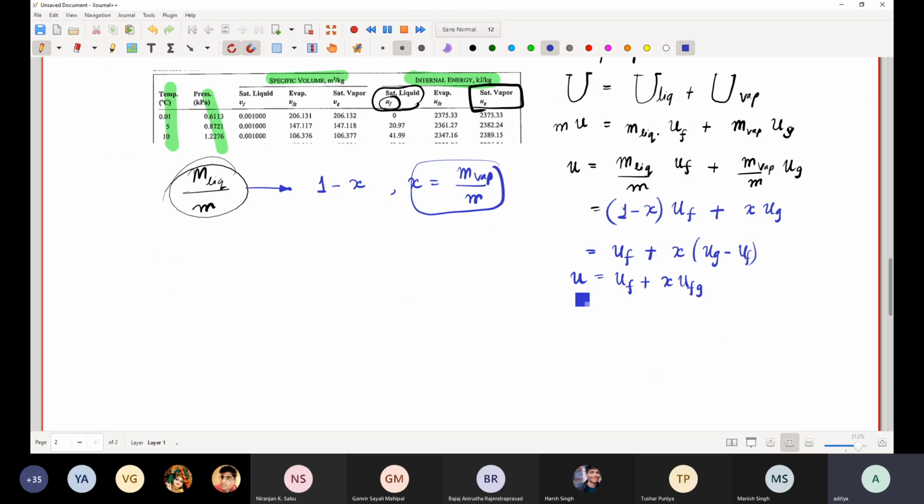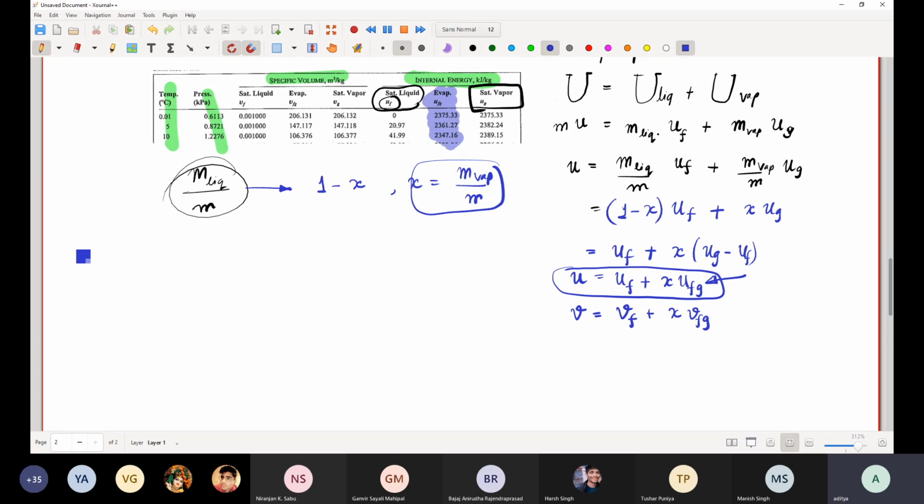So what this means is the internal energy inside the saturated dome is given by a very similar formula to what we had for the specific volume, because specific volume was also Vf plus x Vfg. Because Ufg is important, it is also listed in the tables. Okay, so far so good. Let us do a quick example to drive home the point.